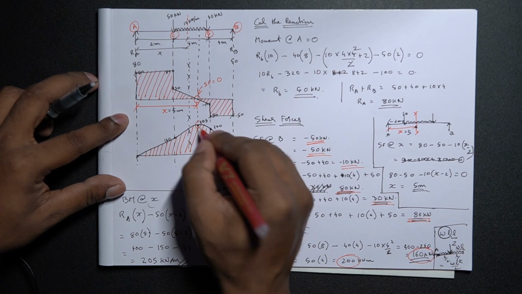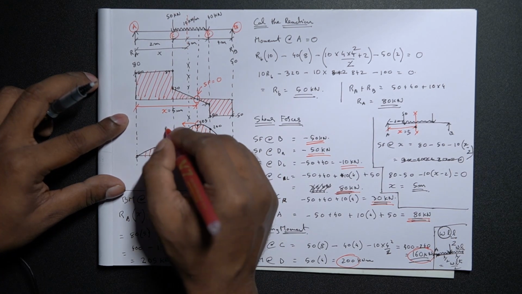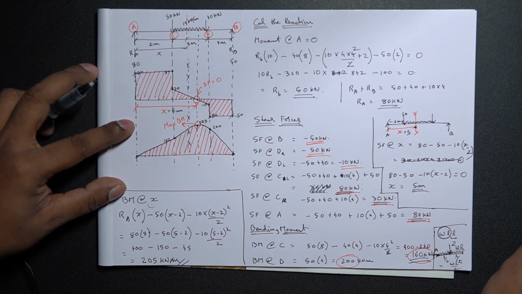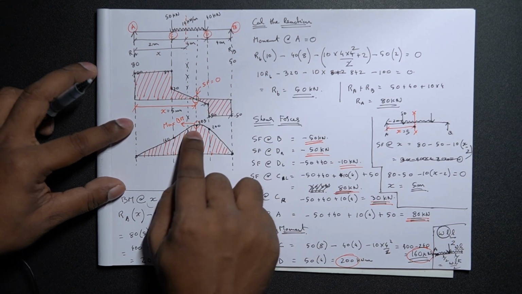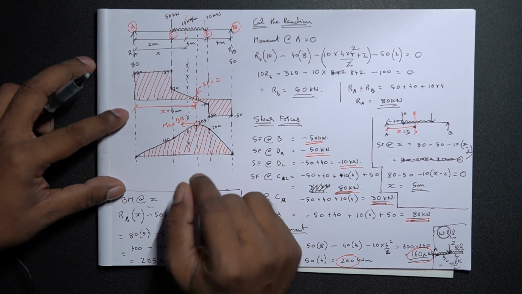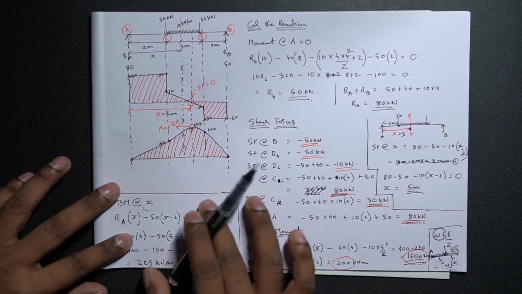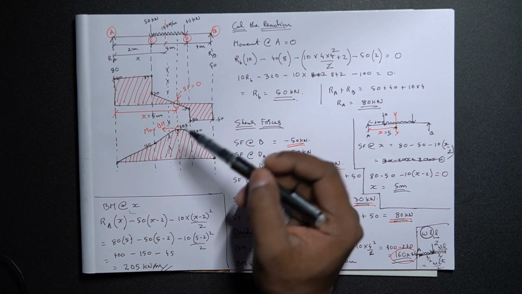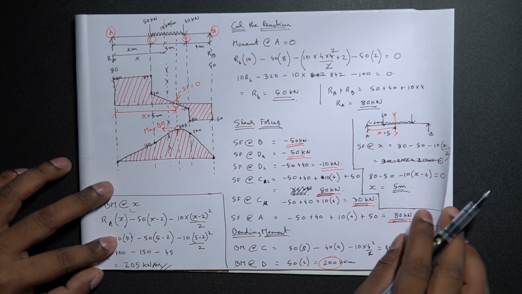So at this particular point, this is the point where the maximum bending moment is occurring. So at 0 shear force, the maximum bending moment is 205 kilonewton meter. So that is how you need to calculate the maximum bending moment, in order to plot it on a shear force and a bending moment diagram.